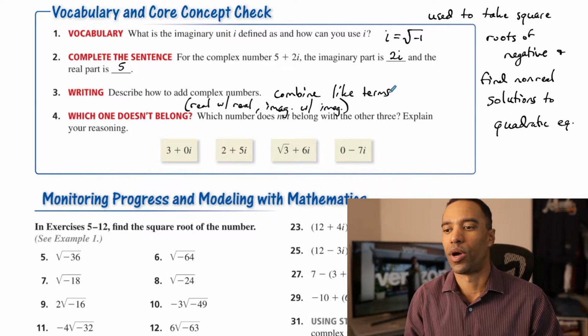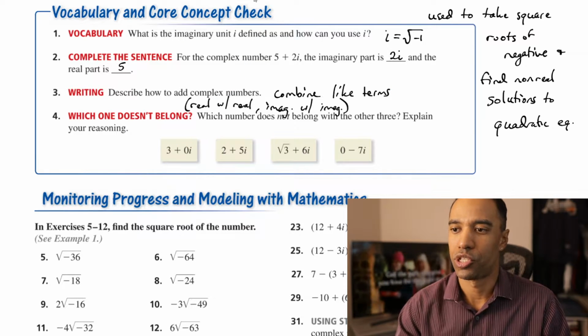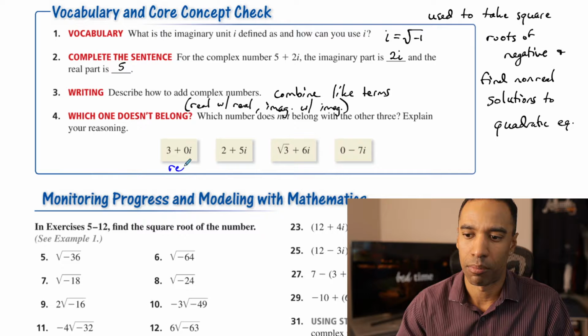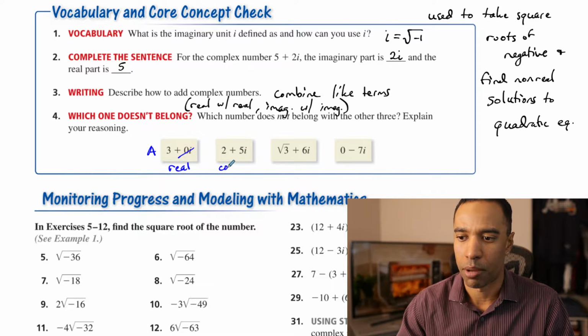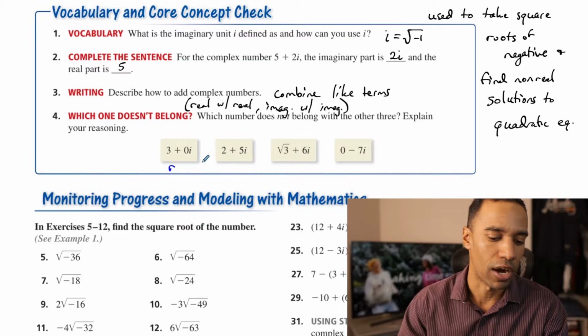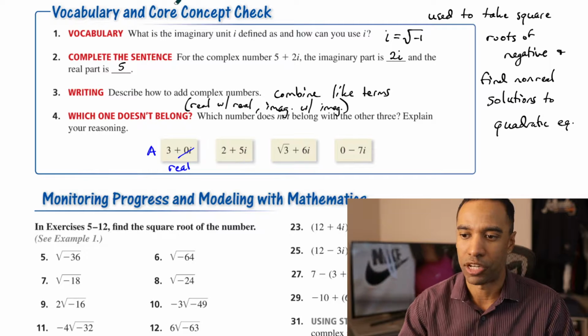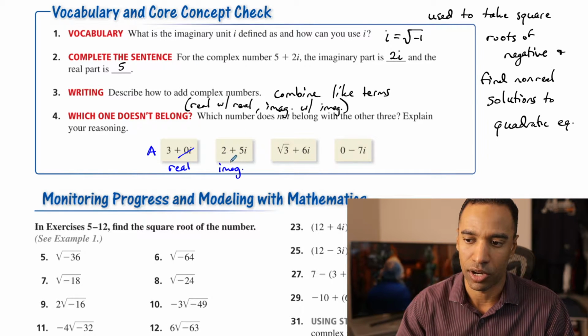Last one. Which number does not belong with the other 3? Explain your reasoning. I got 3 plus 0i, which is known as a real number because the imaginary part is not there. Let's call that A. This is a whole complex. Now, listen, they're all complex numbers. These ones are imaginary numbers, though. 2 plus 5i, because it has the imaginary component, is an imaginary number. I'll call that b.